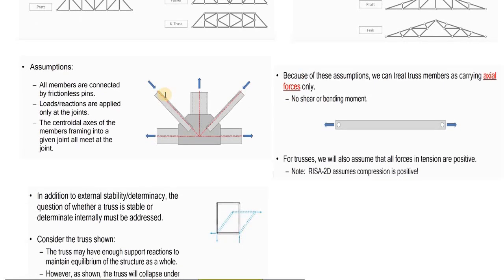Now let's talk about some assumptions behind truss behavior. This will make our life a lot easier when we do the analysis. So one of the assumptions is all members are connected by frictionless pins. Meaning the pins have no friction.